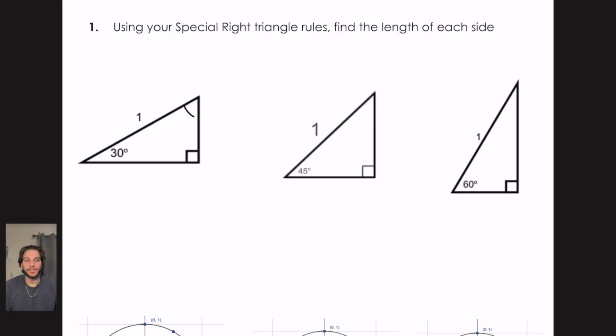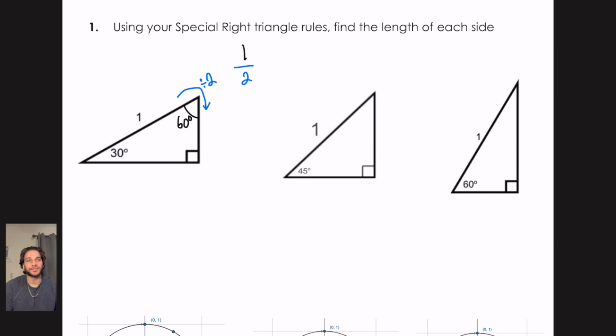What we're going to do now is start with using our special right triangle rules. So the missing angle for this triangle is 60 degrees. So I have a 30, 60, 90 triangle. And so the rule to get from the hypotenuse to the short side is to divide by 2. So I'm going to write 1 divided by 2.